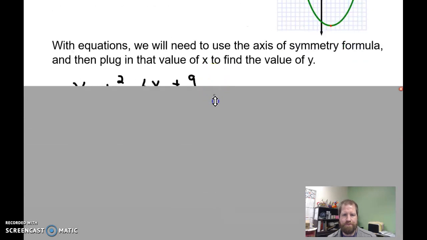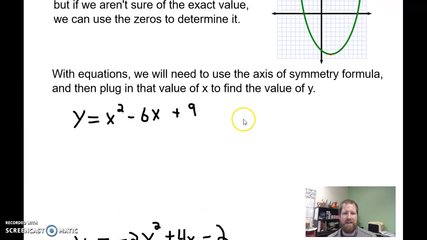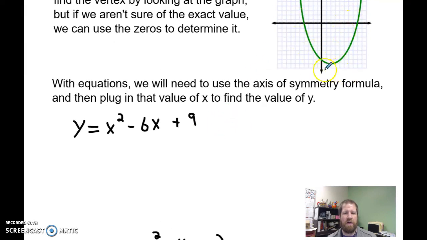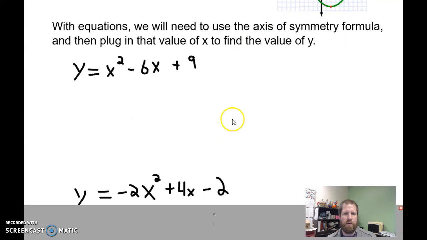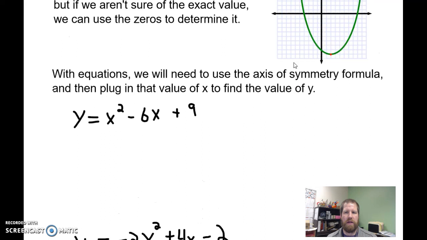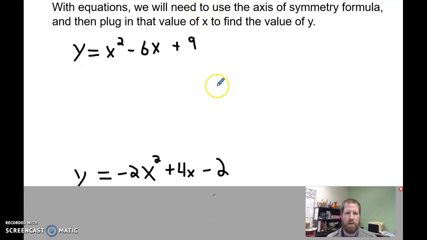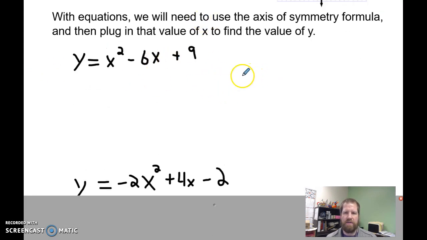But with equations, we want to do it mathematically because it's going to save us a lot of time rather than having to graph it all out and then find it. With equations, we are going to use our axis of symmetry formula. And then, once we find the axis of symmetry formula, that line that shares the x value, we're going to plug that value of x into our equation and solve for y. And that should give us our y coordinate for our vertex. So let's start with our axis of symmetry formula.